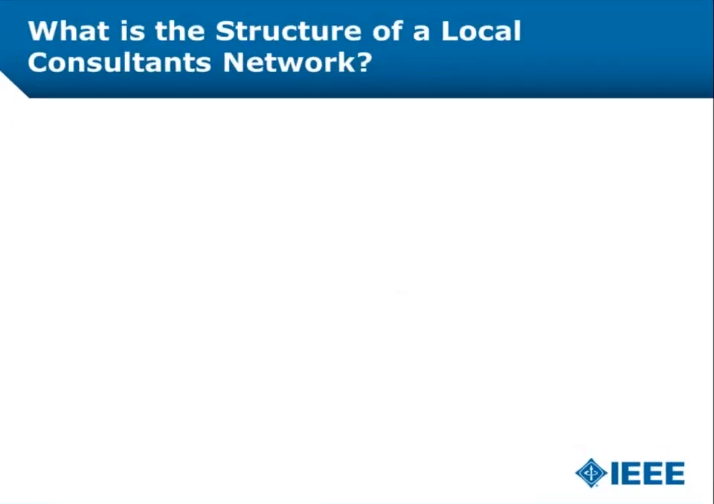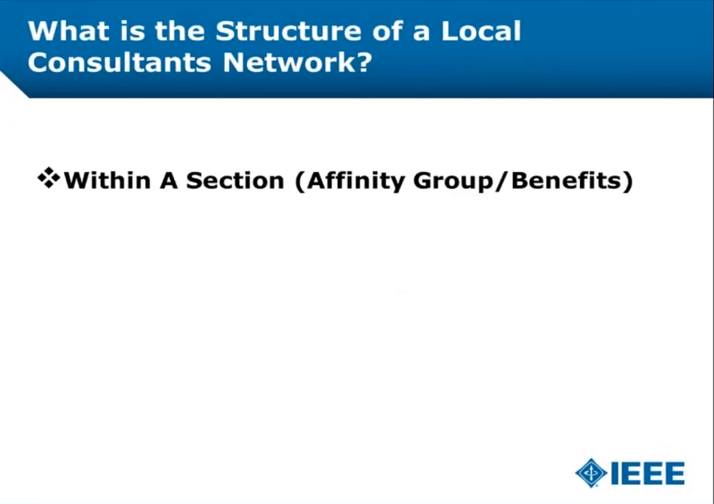So the structure of a local consultants network goes something like this. Within a section, we form a consultants network. You only need 5 members to say, you know, we'd like to start a consultants network. And we do it through our section. And when you do it, the section will become like your sponsor. There's no money involved in doing this. And so the section becomes the sponsor. They sponsor your network. Your network can get started, having its own meetings and do whatever it wants to do.